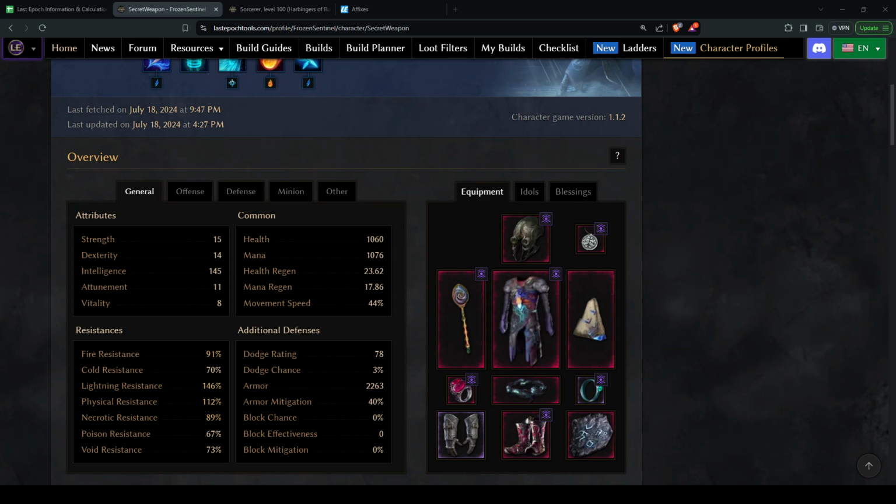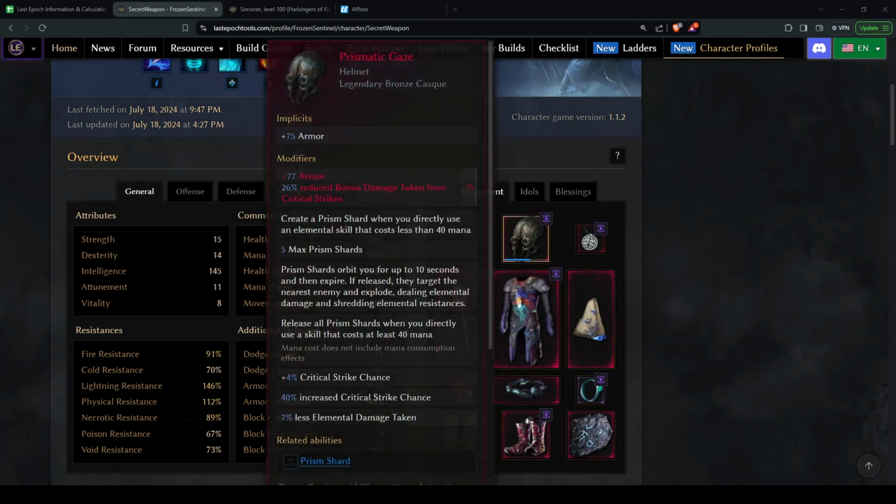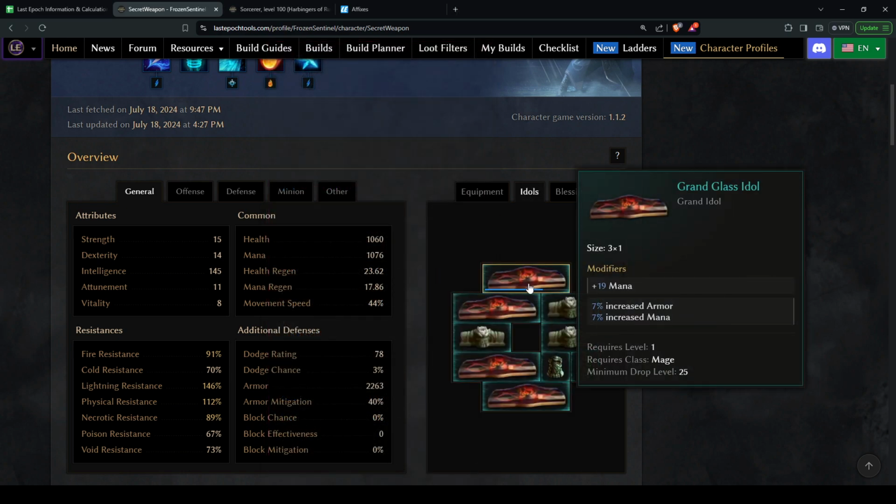Hey folks, have you ever noticed that getting high rolls on certain items or affixes like the Prismatic Gaze or percent mana idols and so on can be more difficult than it seems like it should be? Well, today I'm going to talk a little bit about why I believe that might be happening and what I believe is going on behind the scenes in the Last Epoch item calculations.